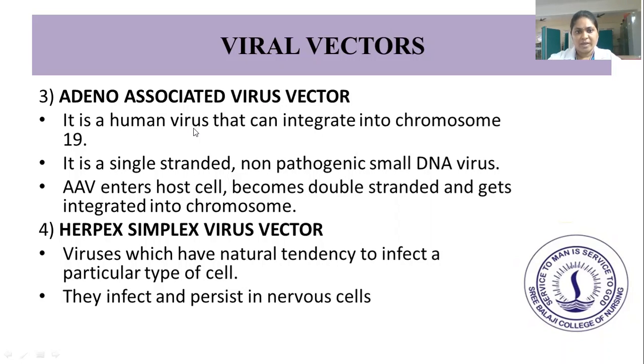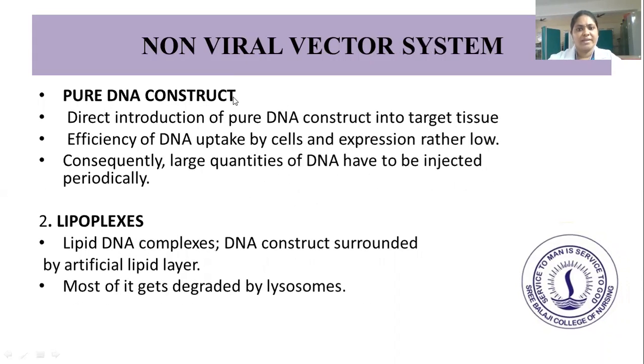It is a human virus that can integrate into chromosome 19. It is a single-stranded, non-pathogenic small DNA virus. The adeno-associated virus enters the host cell, becomes double-stranded and gets integrated into the chromosome. Next is the herpes simplex virus vector. These viruses have a natural tendency to infect a particular type of cell; they infect and persist in the nervous cells. And then you have the non-viral vector system.